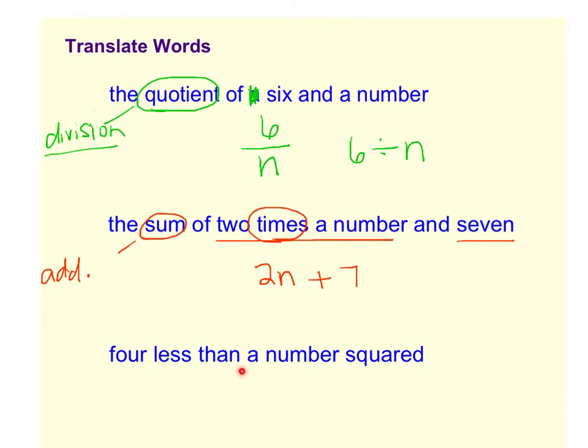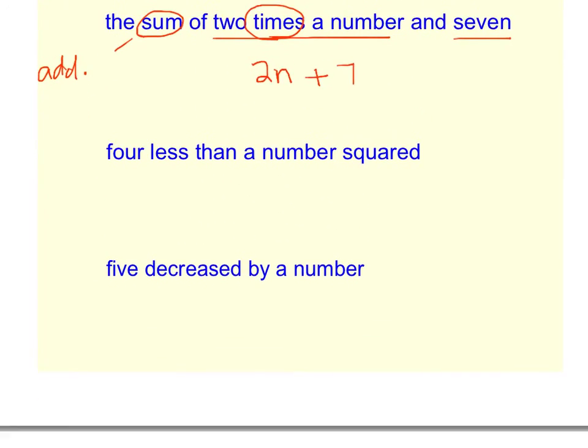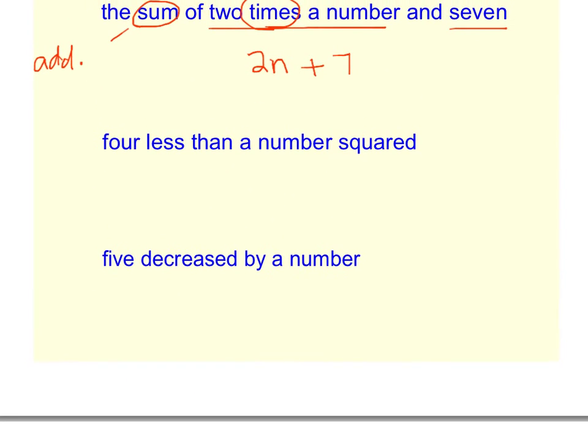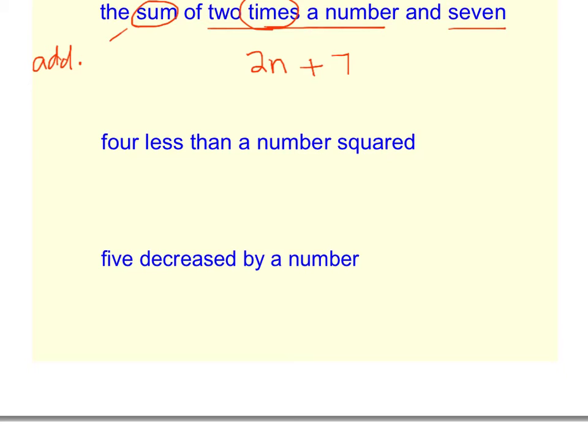All right, 4 less than a number squared. So anytime we see something like 4 less than a number squared, that means there's going to be a minus 4 off on the end. You know, 4 less than 10 is 6, because you would do 10 minus 4.